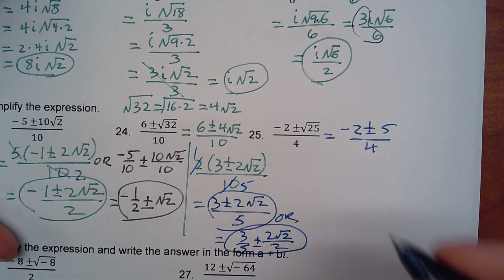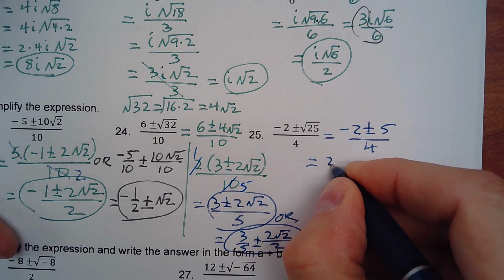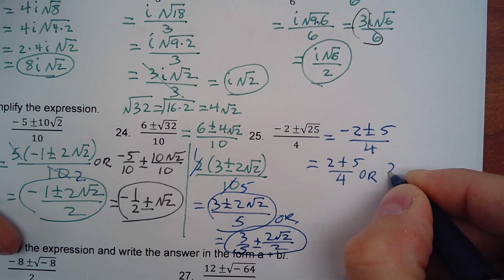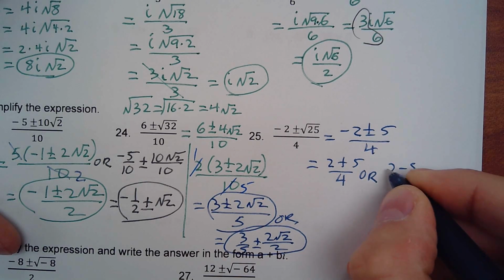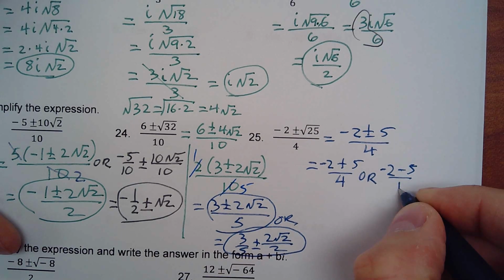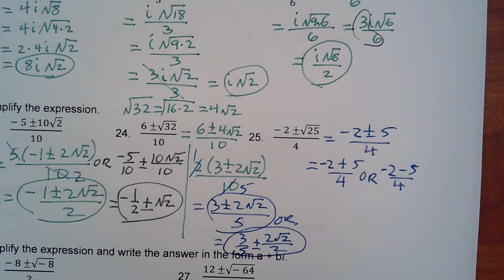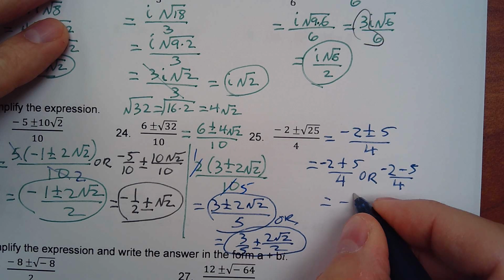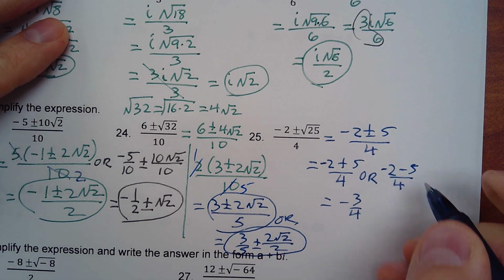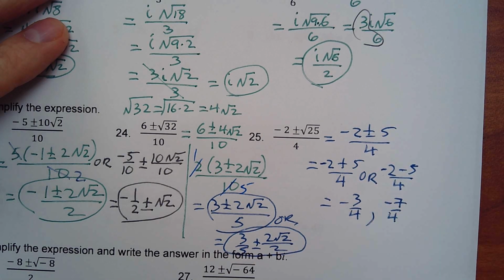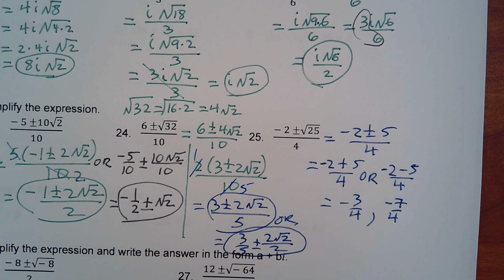Now remember what this notation means. It means negative 2 plus 5 over 4 or negative 2 minus 5 over 4. So these should be negative 2, my bad. And those I can actually simplify. Negative 2 plus 5 is 3. Negative 2 minus 5 is negative 7. So I actually can separate our answers out and get 3/4 and negative 7/4.